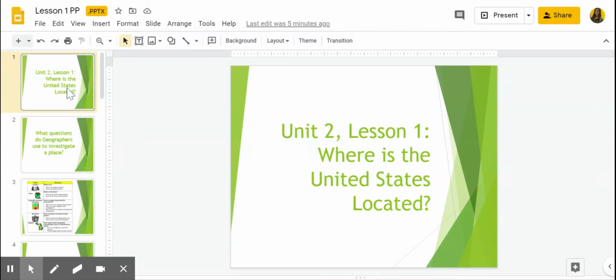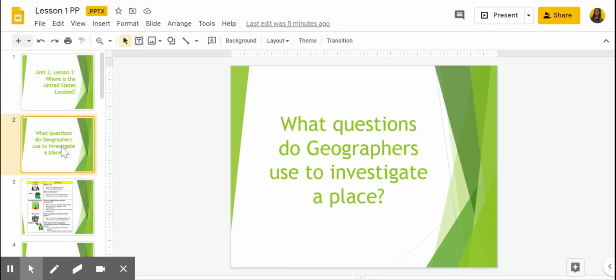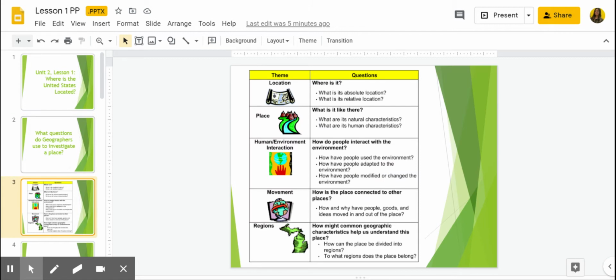All right, so today we're doing Unit 2, Lesson 1, Where is the United States located? So today I want you to think, what questions do geographers use to investigate a place? So thinking of our 5 themes of geography, if we think back, we have Mr. Helps is a good acronym to help us remember.